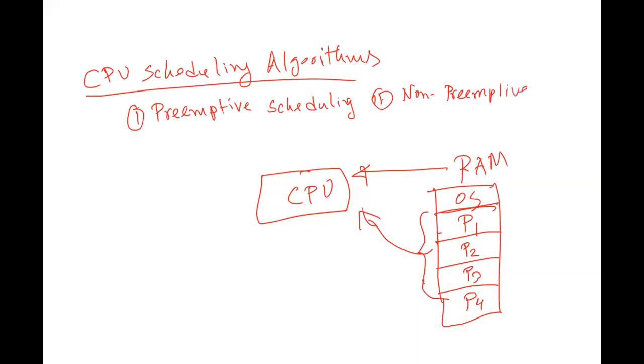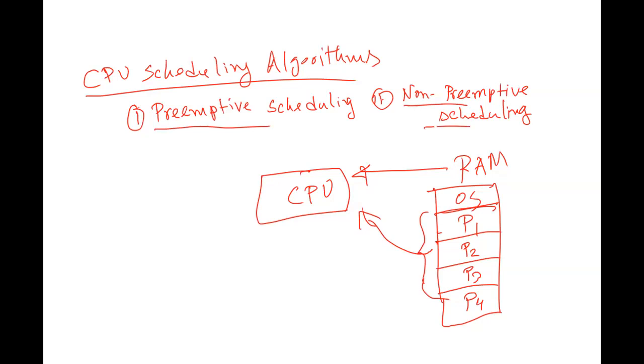non-preemptive scheduling. Sorry, let me clear it a little bit. Non-preemptive scheduling algorithms. Okay, two types of algorithms: preemptive scheduling algorithms and non-preemptive scheduling algorithms. So what does it mean?